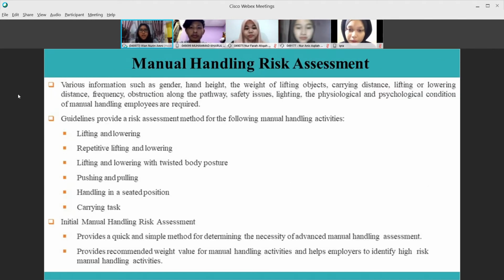Next is manual handling risk assessment. This assessment can be divided by various information such as gender, height, weight of the load, whether it can be lifted, object distance, lifting, and more. The guideline provides risk assessment methods for the following, such as lifting, repetitive lifting, and more.